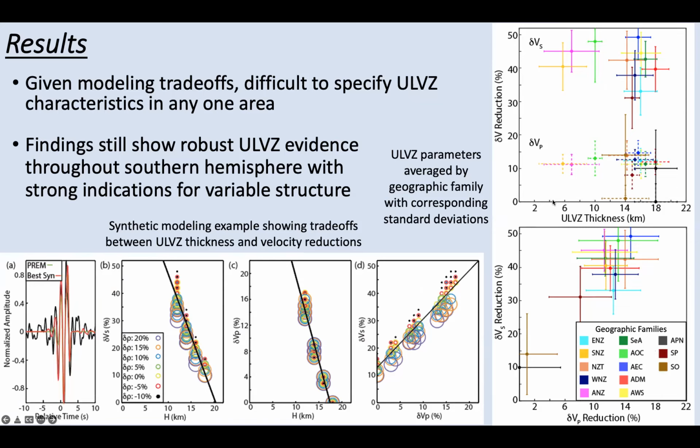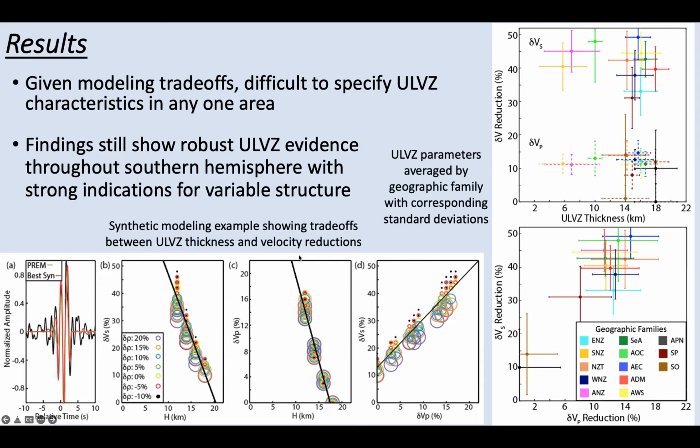There is overlap, of course, but there are some distinct differences from one family to another that do stand out as well. So what our analysis has shown us, both within the geographic families and across the geographic families, is that we have pretty strong evidence for variable ULVZ structure across the southernmost hemisphere.